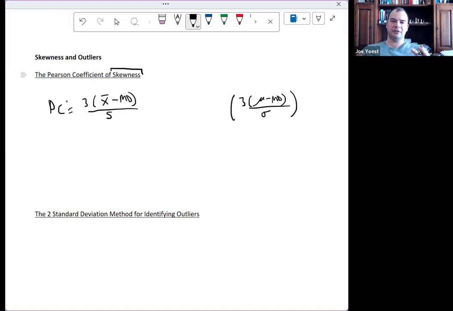So here we have the Pearson coefficient of skewedness, and this is going to give us a completely objective metric to assess skewedness. Now, is it perfect? No, I don't think so. Can you come up with strange data sets maybe where most people would say the data aren't skewed and the Pearson coefficient says it is, or vice versa? Probably.